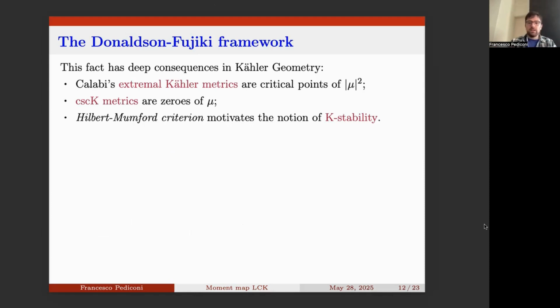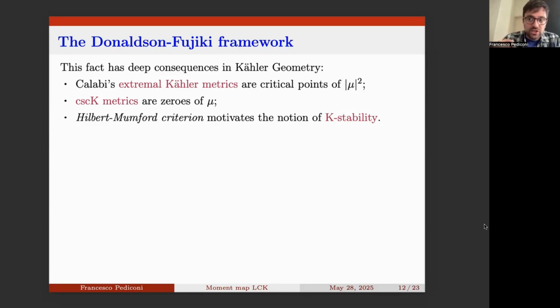For example, it gives you a unified view of some different problems. You can see that cscK metrics are zeros of mu. Here, when I say zeros of mu, of course mu is defined up to a constant, so I really mean mu equal to a certain constant. In this sense, this corresponds to the standard constant scalar curvature Kähler equation. And also, the Calabi extremal Kähler metrics can be seen as the critical points of the L2 norm of mu.